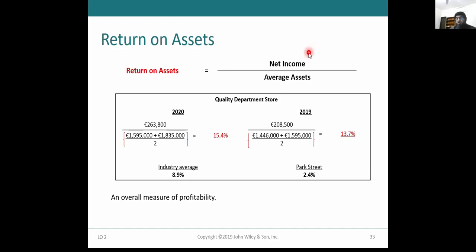So net income upon average assets. The net income we take from the income statement, the average assets from the balance sheet. One item from the income statement, the other item from the balance sheet, so this has to be averaged. And the return on assets is not really industry specific, because this is a ratio which can be compared across industries as well. How much amount we invested, how much return we get. So every business invests for the purpose of getting something, right?